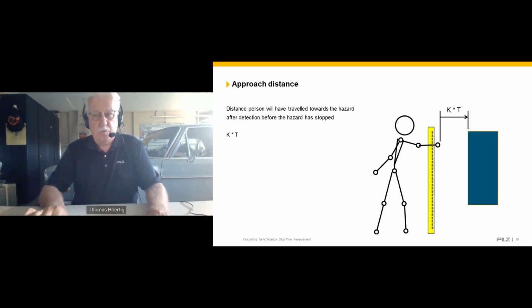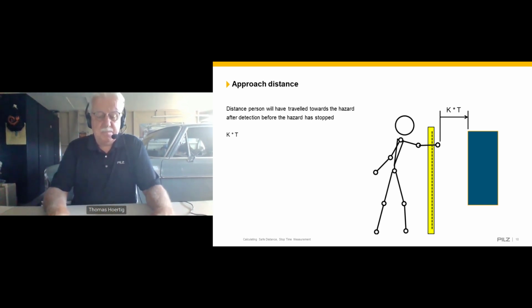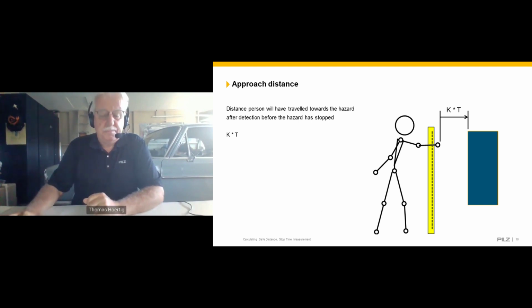Okay, now we're getting more and more into the formulas and filling out all those variables that we need data for. So we have the approach distance. This is K times T, the distance a person will have traveled towards the hazard after detection and before the hazard has stopped. And that is based on the resolution of your presence sensing device, so beam spacing, resolution of an area scanner, and the like.